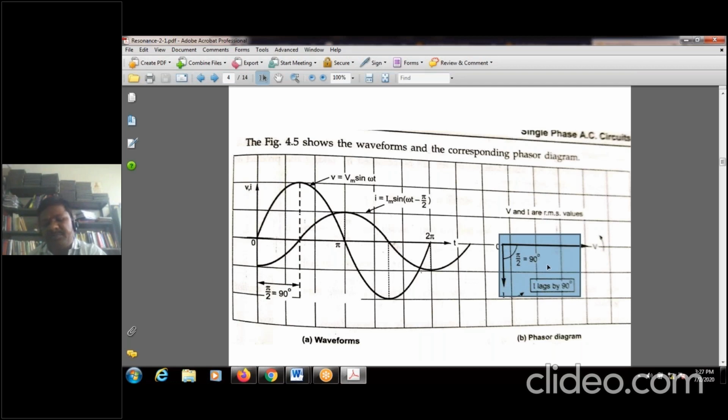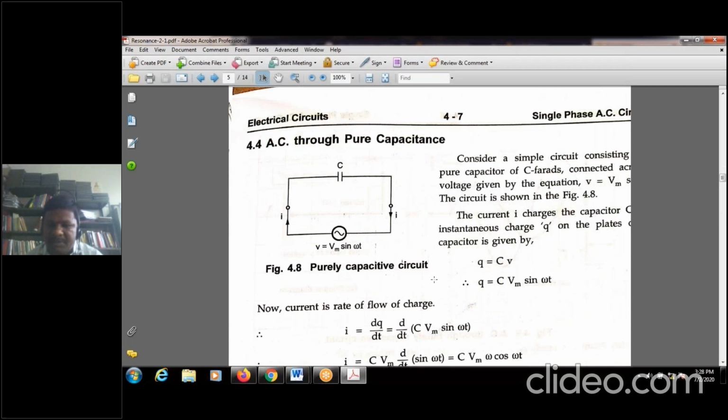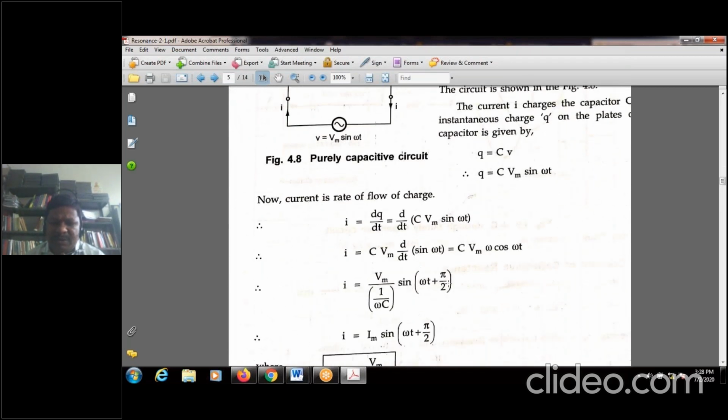Whereas in a resistor, both are in the same phase. Coming to the inductor, the resultant current lags by 90 degrees. Just remember these concepts: whether these two are in the same phase or out of phase, and how much the angle is. Now coming to the other element, the capacitor. Again, these are all small mathematics.